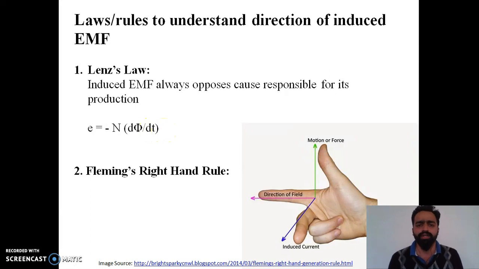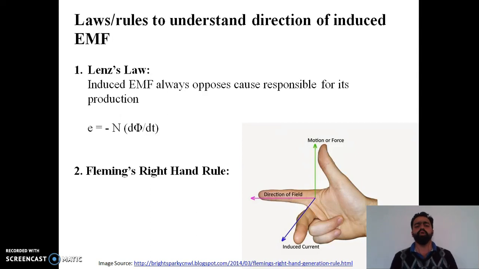Second law or rule to understand the direction of induced EMF is Fleming's right hand rule. As per Fleming's right hand rule, as you can see in the figure, if the first finger is indicating direction of magnetic field and if you move the conductor in the magnetic field, motion of conductor is given by thumb, then the middle finger indicates direction of induced EMF. Fleming's left hand rule is applicable to motor, and right hand rule is applicable to generator.